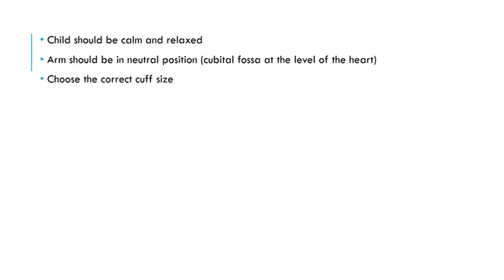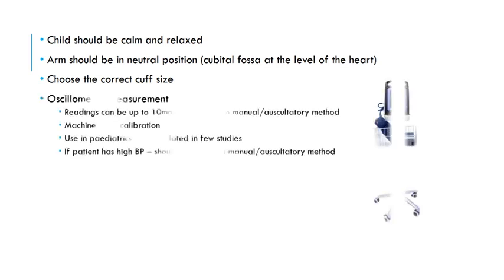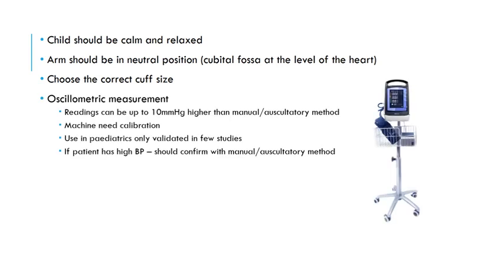When you take the blood pressure, the child should be calm and relaxed. However, we're in pediatrics, so we know this is not always possible, but just try. If you have a smaller child, often asking the mum to breastfeed the child will calm the child down quite nicely. The arm should be in a neutral position, and then, as I've already mentioned, make sure you have the correct size cuff. Then there are 2 ways to do it.